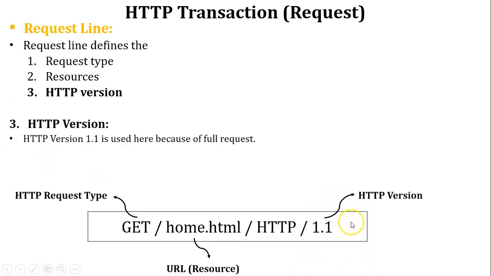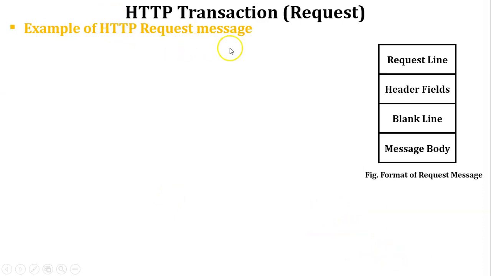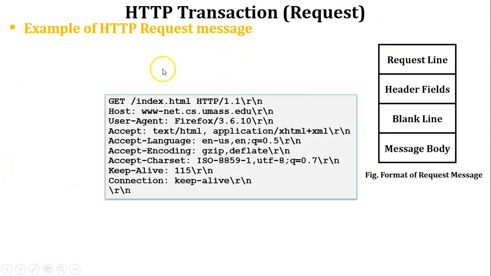The next component is the HTTP version. Here in this example, HTTP version 1.1 is used because of the full request of HTTP. If it is a simple request, then the version is not present. Now we discuss the real-time example of an HTTP request message. Now see the real-time example of an HTTP request message.